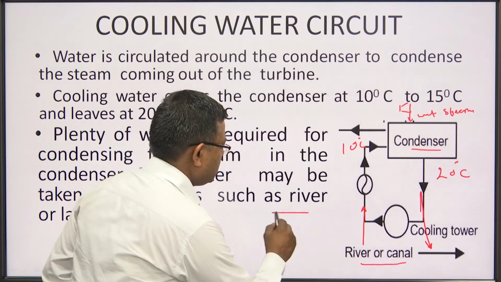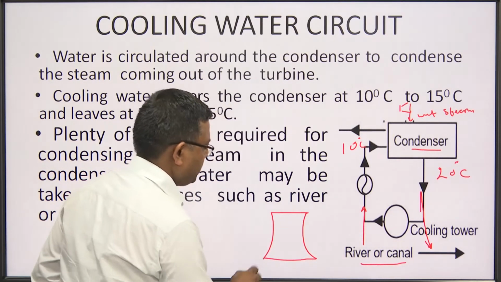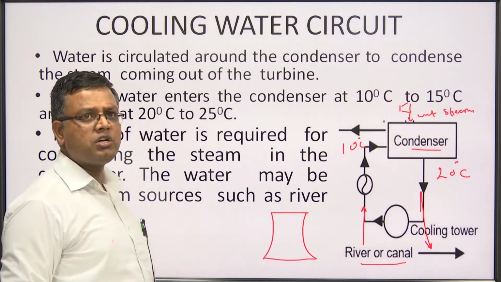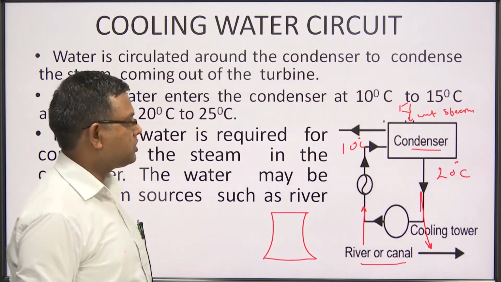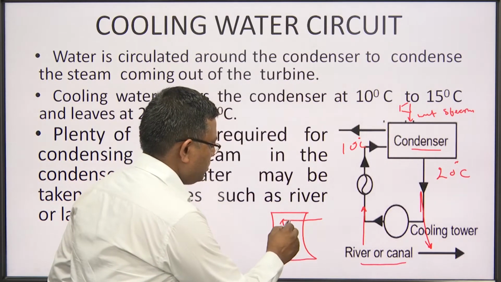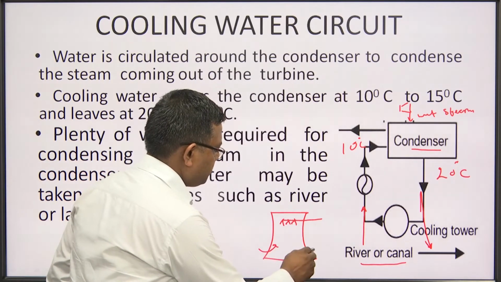Cooling towers are of two types: one may be natural draft, the other is mechanical draft. If we are talking about natural draft, it is a large hyperbolic structure. Hot water is sprayed from here, and air enters from here.